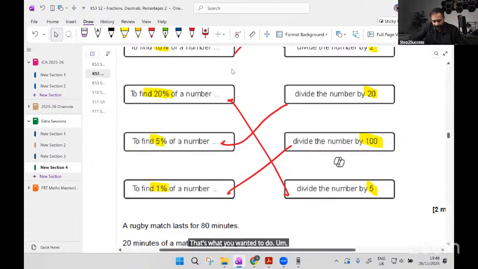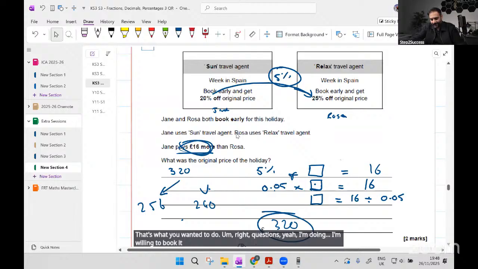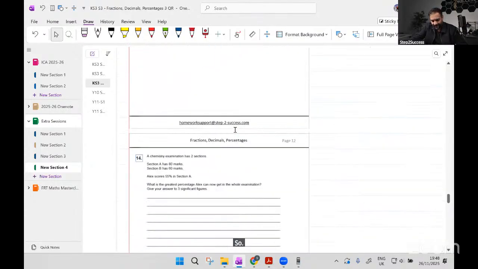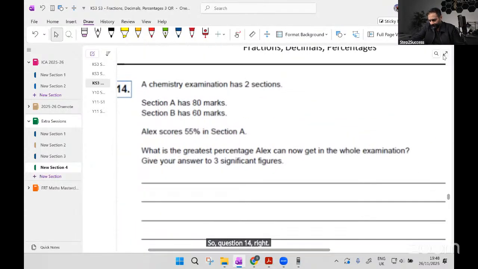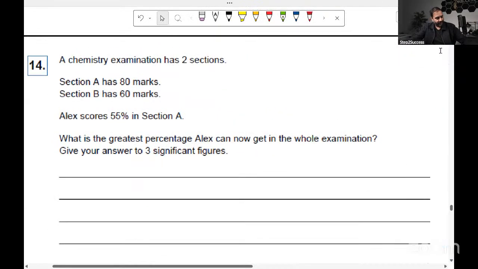Right, questions. Yep, I'm moving to booklet 3 now, because a few people have asked questions. So question 14, right. Let us have a look.